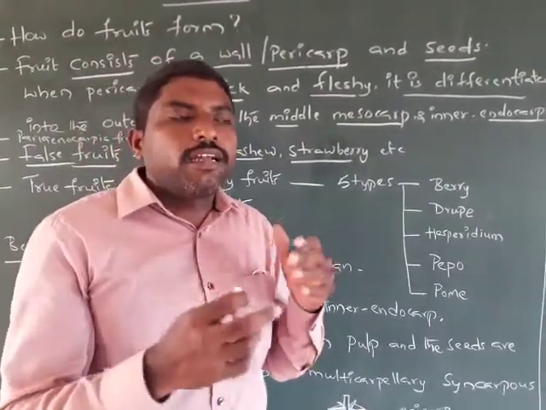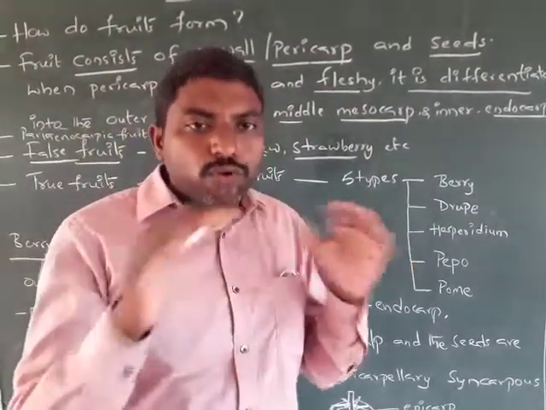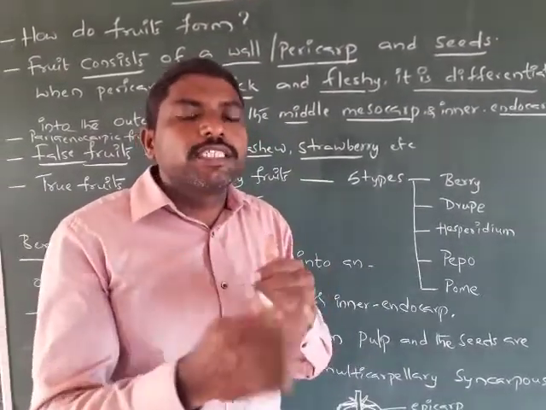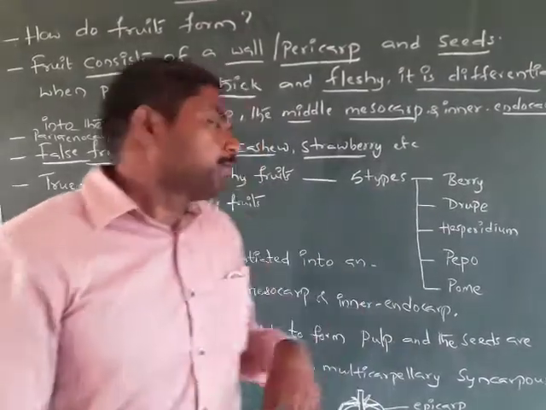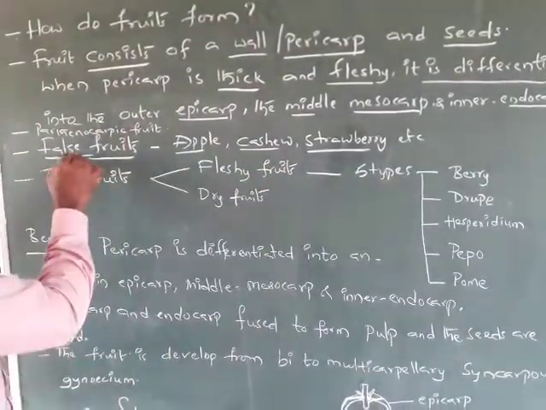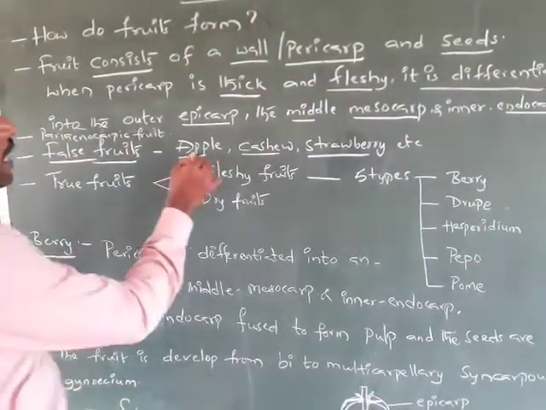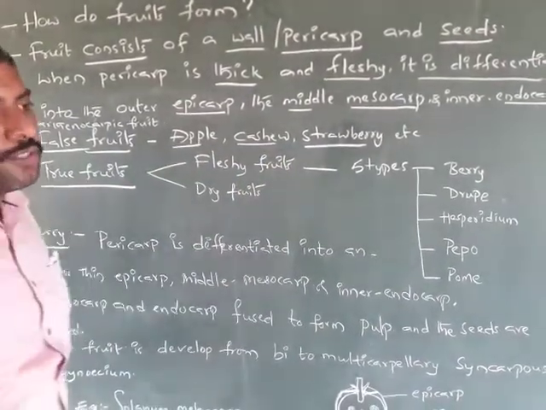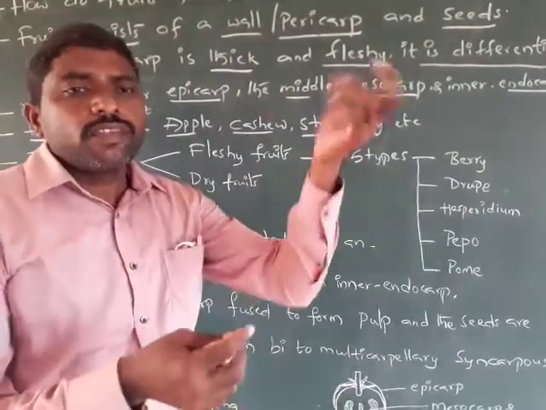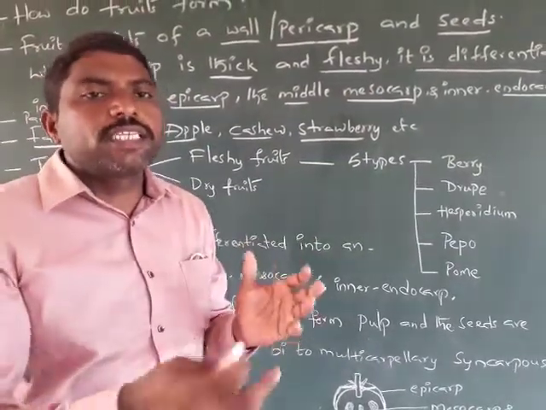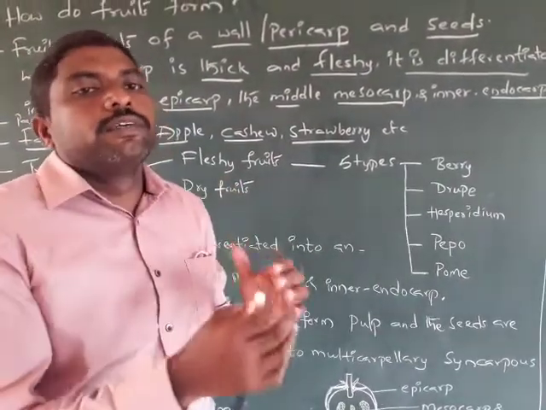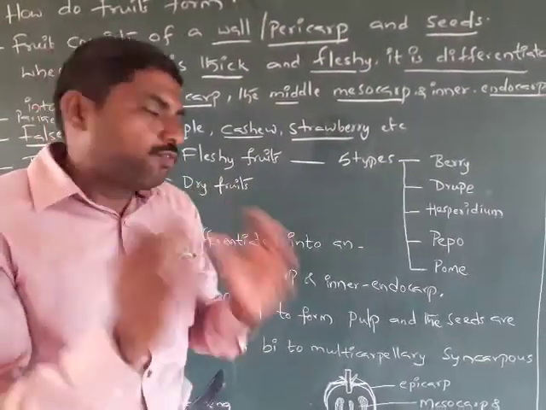That's why we call it a false fruit. It is not a true fruit, because the thalamus forms the fruit. Examples are apple, cashew, and strawberry. What are true fruits? True fruits are those in which, after fertilization, the ovary is converted into fruit and ovules are converted into seeds.